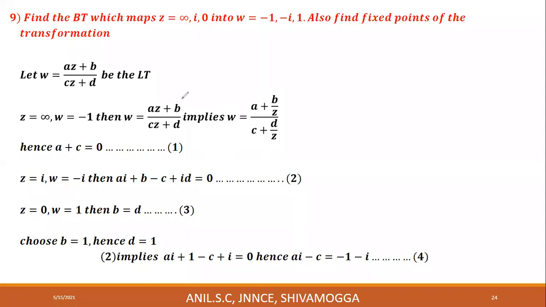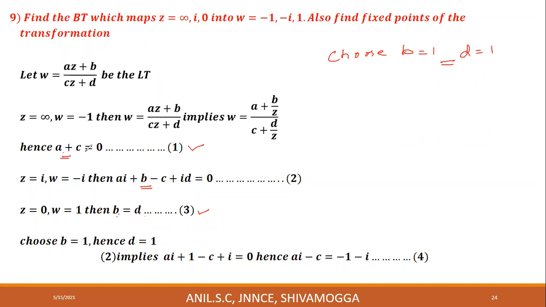Now we have two equations which are expressed in two unknowns: equation number 1 and equation number 3. Choose any one of these two equations and choose a constant. I choose equation number 3 and take b equal to 1. When b is equal to 1, d is equal to b. Therefore, d is also equal to 1. b is equal to 1 and d is equal to 1. Further, a and c are to be determined. A and c are in equation number 1 and equation number 2.